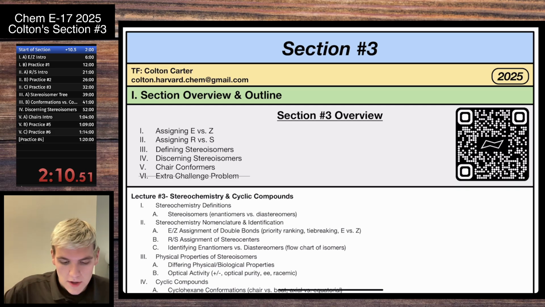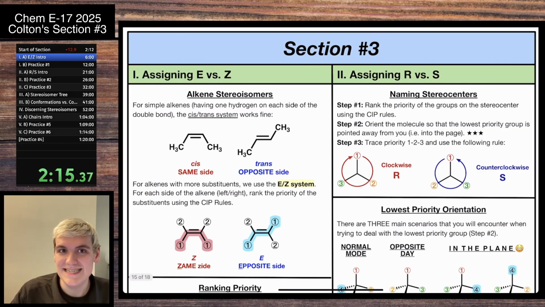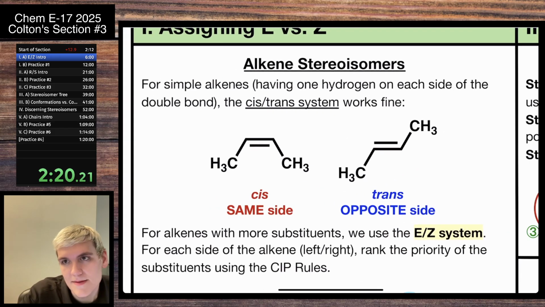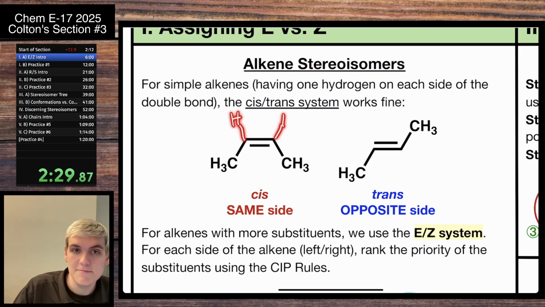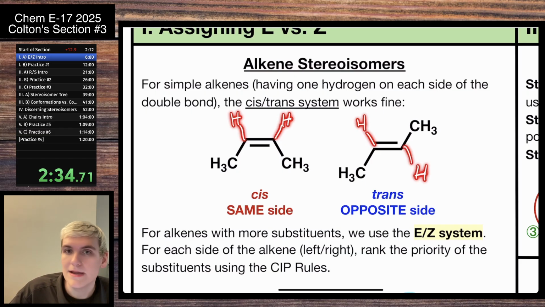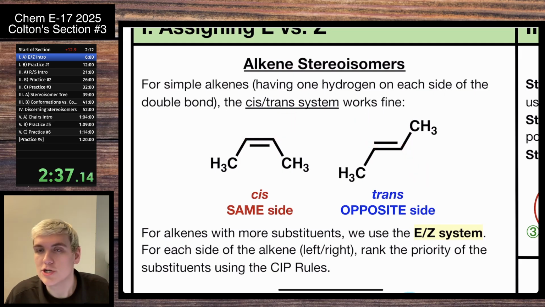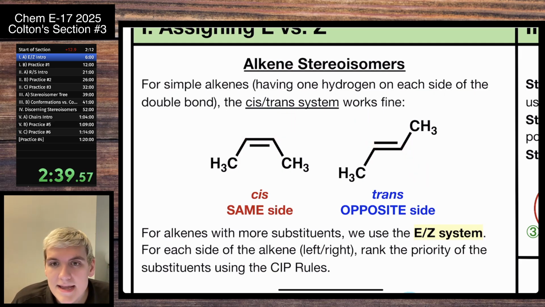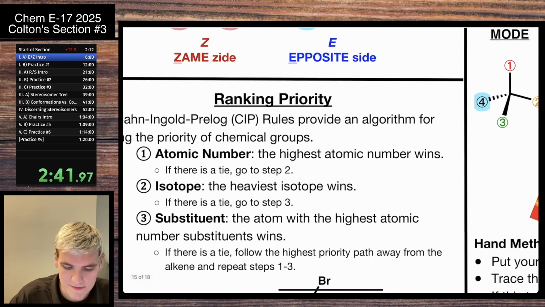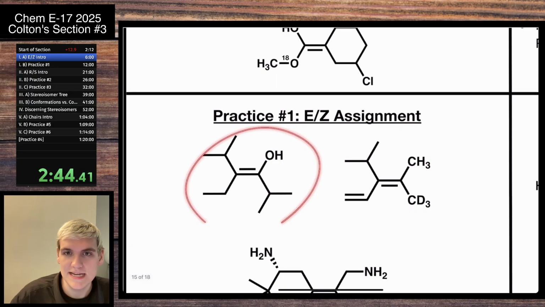But without further ado, let's jump into E and Z configuration. For simple alkenes, we have this system of labeling alkenes as either cis or trans. The cis or trans system works fine if you have hydrogens on either side of the double bond. If the hydrogens are on the same side, we say it's cis. If they're on opposite sides, we say it's trans. This is about as deep as biologists get into chemistry structure with double bonds. But what happens when we don't have hydrogens, when we have complicated things on each of the ends?